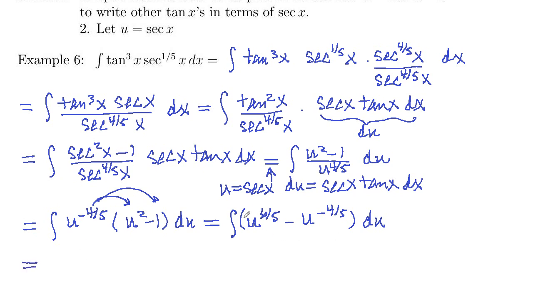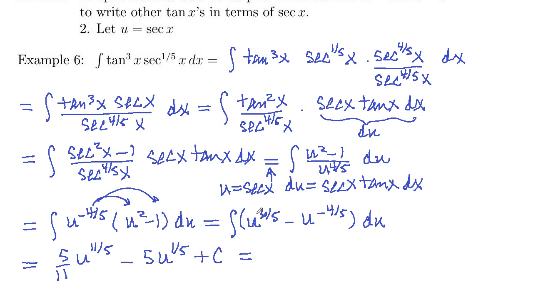So this will be, let's see, 6/5 plus 1, 6/5 plus 5/5, 11/5. So this will be u to the 11/5 divided by 11/5, which is the same as multiply by 5/11, minus, add 1, negative 4/5 plus 5/5 would be 1/5. So u to the 1/5 power. And dividing by 1/5 is the same as multiplying by 5 over 1, or 5, and then plus our constant.